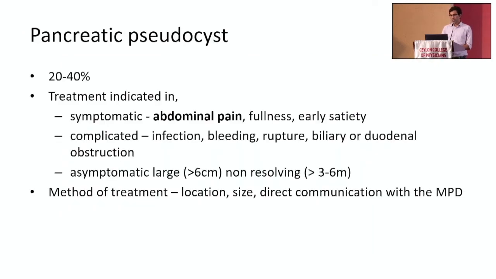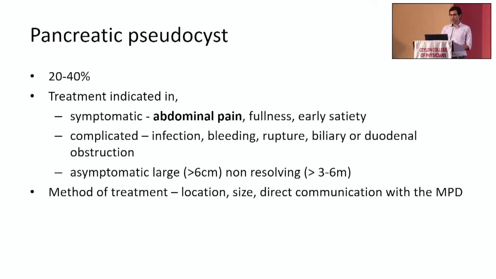So I will describe some important complications in summarized form. Pancreatic pseudocyst, the prevalence is about 20 to 40% in chronic pancreatitis. So when to treat pancreatic pseudocyst in these patients? If they are symptomatic, or complicated, or if there is large size and they are persisting, then treatment is indicated.